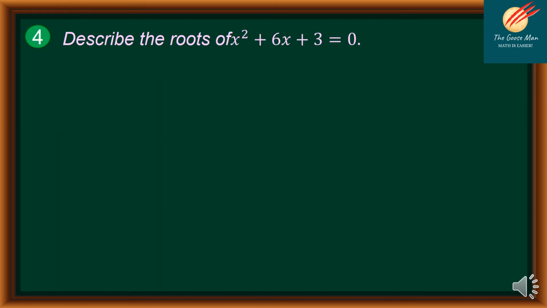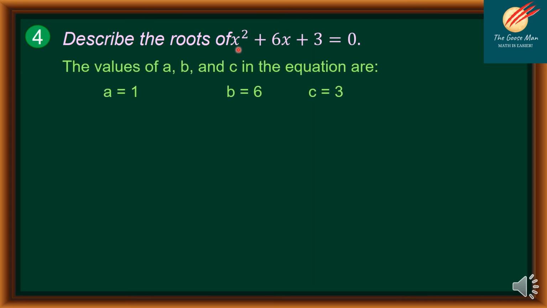Now let's move on to problem number 4. Describe the roots of x squared plus 6x plus 3 is equal to 0. By inspection, we can say that the quadratic equation is already in standard form. Then, let's find out the values of a, b, and c respectively. The numerical coefficient of x squared is 1. The numerical coefficient of 6x is equal to 6, and our constant c is equal to 3.